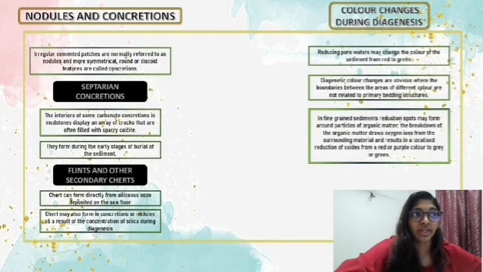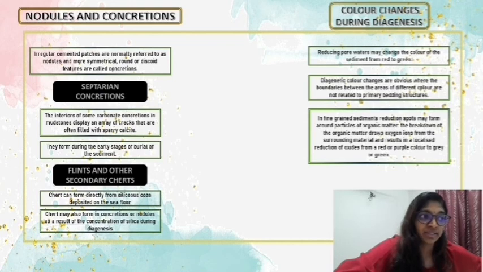Next, we have nodules and concretions. Irregular cemented patches are normally referred to as nodules, and most symmetrical, round, or discoid features are called concretions. Septarian concretions: the interior of some carbonate concretions in mudstones displays an array of cracks that are often filled with sparry calcite. They form during the early stages of burial of the sediment.